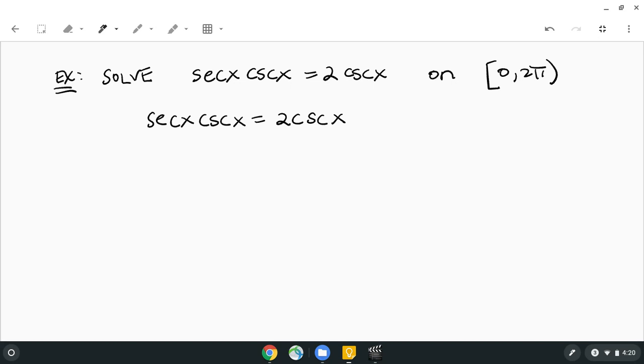All right. So here I'm going to go ahead and set this equal to 0. So I'm going to subtract 2 cosecant x on both sides. Okay, setting it equal to 0. All right, and then here, what can we do? We can factor a common factor. We see that these two terms have cosecant x in common, so I'm going to factor out cosecant x, and that will leave me with secant x minus 2.